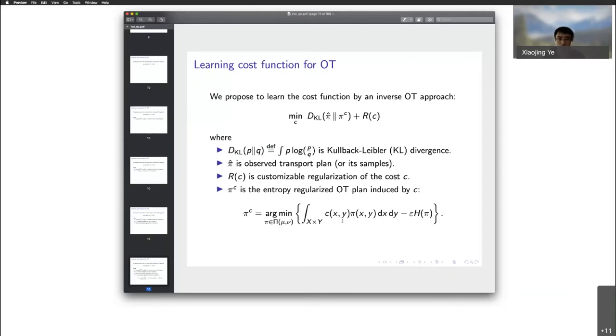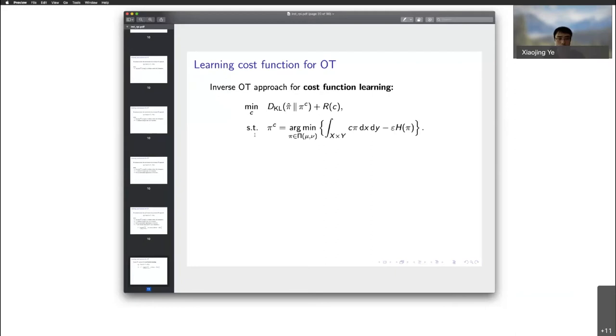Okay, so that is the motivation. So we formulate or summarize this into this cost learning problem. The inverse OT is just to do this cost function learning by finding this minimizer c such that the KL distance between the observed one and the induced one is minimized, plus this regularization, where this pi_c is under the constraint in the second line here. So it's the optimal transport plan induced by the cost function c.